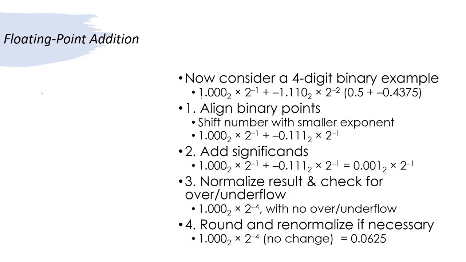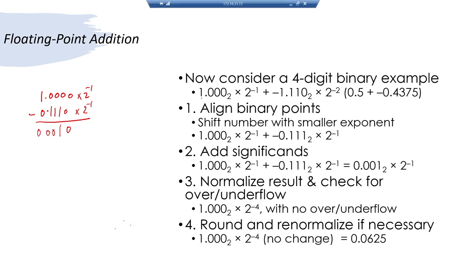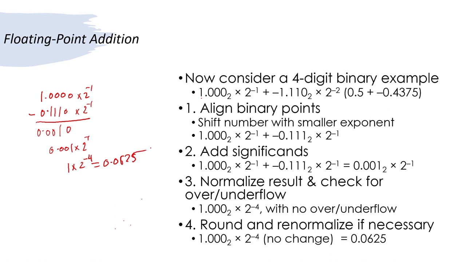So, let us extend this logic to binary numbers and repeat this process. Now consider a 4-digit binary addition. You want to add 1.000 into 2 to the power minus 1, to 0.110 into 2 to the power minus 2. So, again add a trailing 0, and this is a minus sign over here. So, 0, carry 1, 0, 0, 0. So, 0.001 into 2 to the power minus 1 equals 1 into 2 to the power minus 4, and this equals 0.0625.